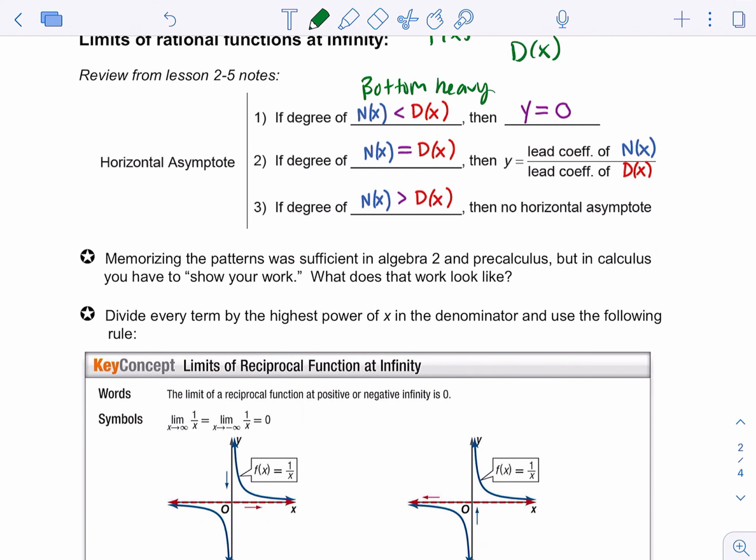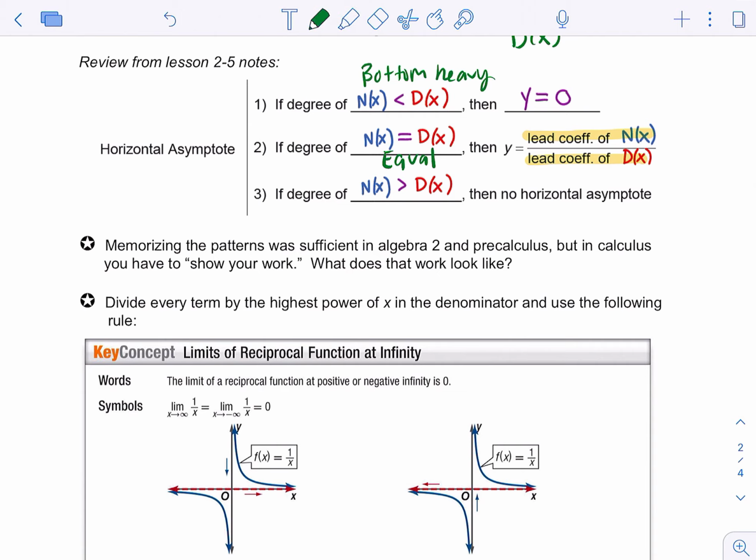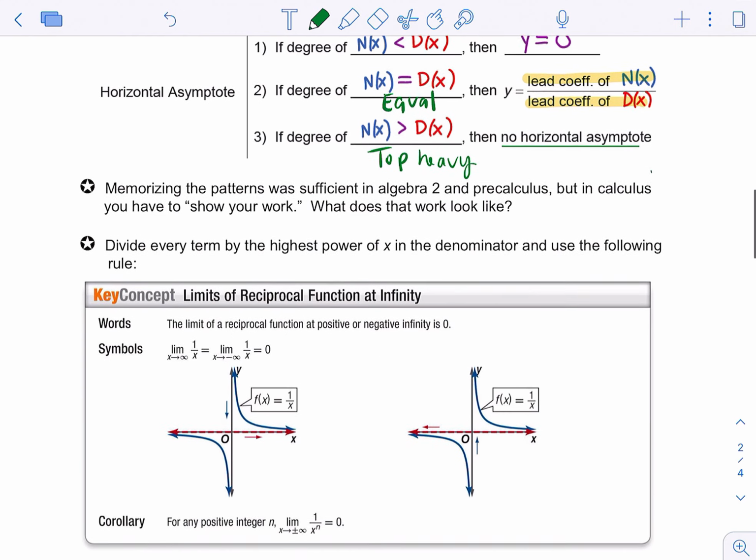If the degree of the numerator is equal to the degree of the denominator, so this is when we call them equal, then our horizontal asymptote is going to be the ratio of the lead coefficient of the numerator divided by the lead coefficient of the denominator. And then lastly, if it is top heavy, the numerator degree is greater than the denominator degree, there is no horizontal asymptote. So we're going to see how this looks with our limits here.